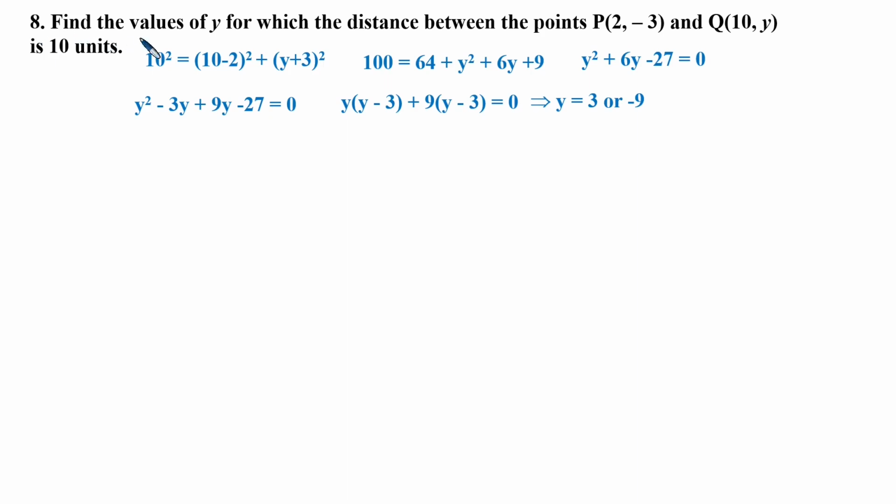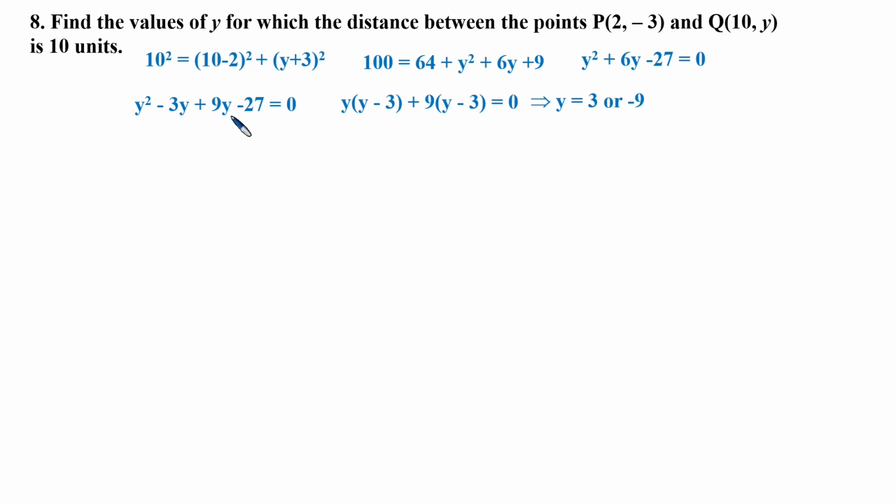Now exercise 8. Find the value of y for which the distance between 2 points P and Q is 10 units. So this is also very easy. You use the coordinate formula for distance. D square is equal to (x2 minus x1), that is (10 minus 2) the whole square, plus (y2 minus y1), this is y minus of -3 becomes +3, (y plus 3) the whole square. So now you expand this, you get this, and now you get this polynomial.